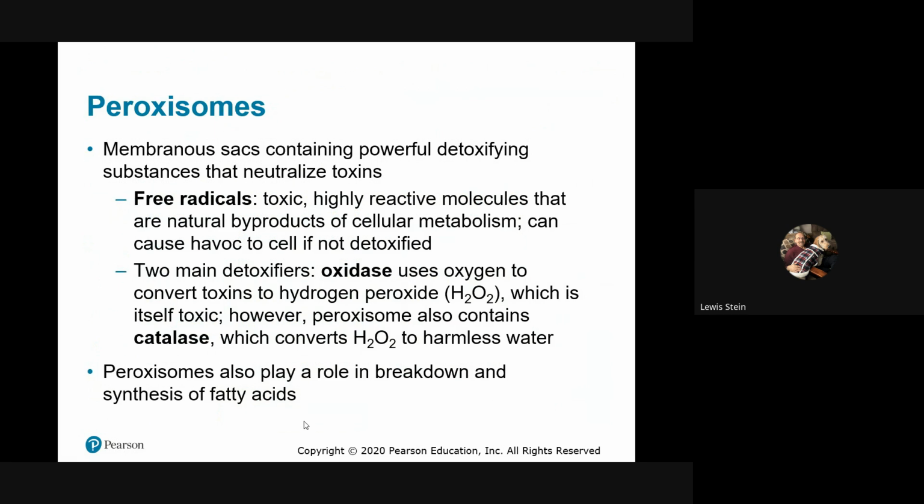Any aerobic organism like us, any cell that's aerobic, has to have a means of dealing with problems, because when we utilize oxygen, there are problems that are associated with it.